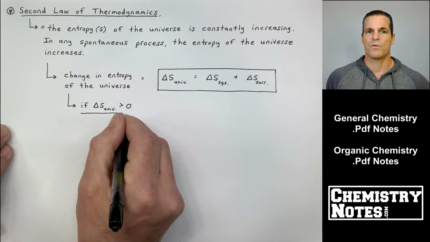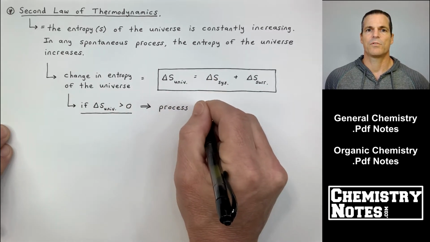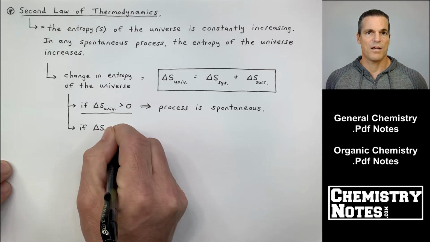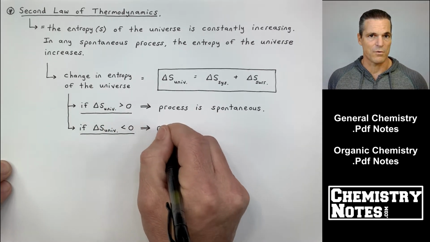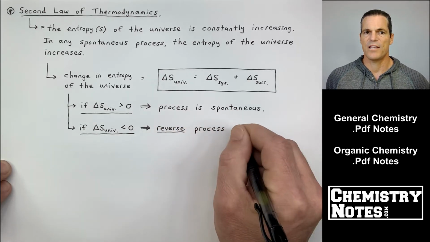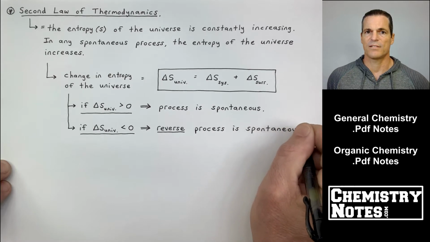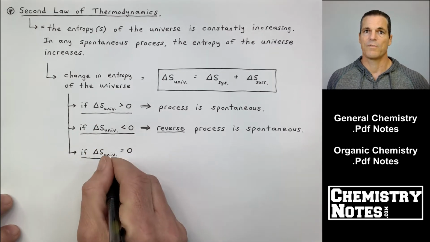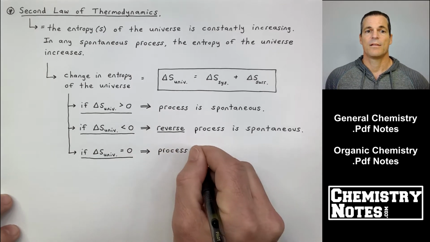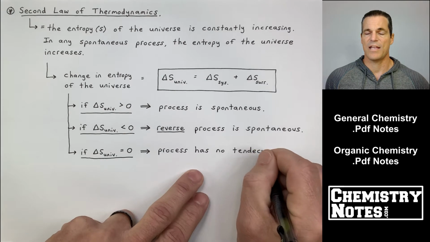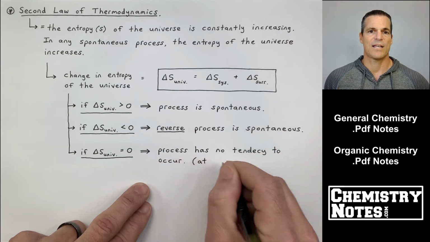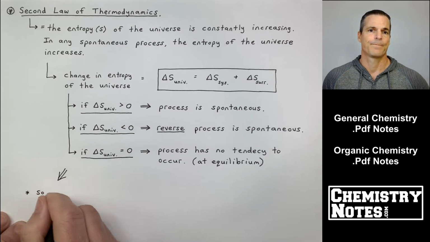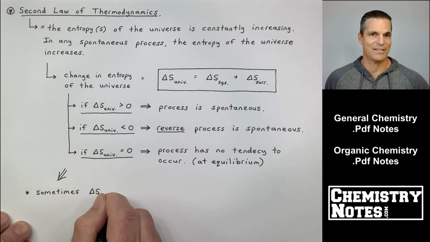The change in entropy of the universe, delta S universe, is equal to the change in entropy of the system, which is usually the chemical reaction, plus the change in entropy of the surroundings, which is everything in the universe except for the reaction itself. If delta S of the universe is greater than 0, the process is spontaneous. If delta S of the universe is less than 0, then the reverse reaction is spontaneous. And lastly, if delta S of the universe is equal to 0, the process has no tendency to occur. It's at equilibrium, some sort of dynamic steady state, a dynamic equilibrium.